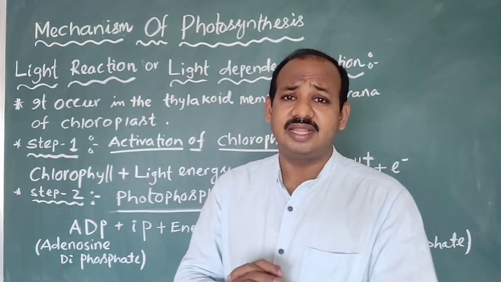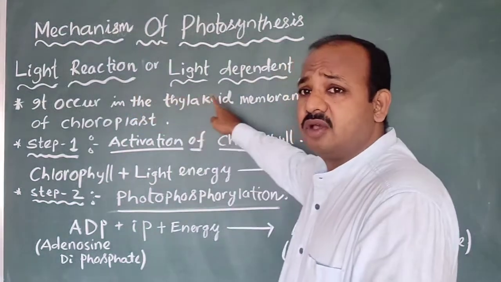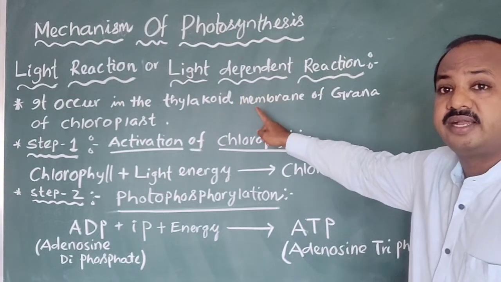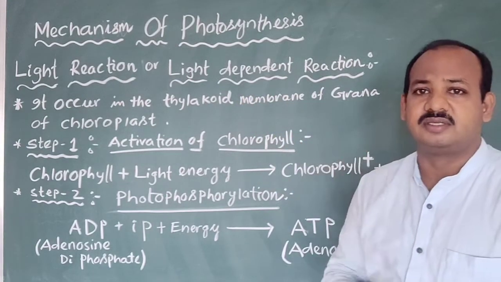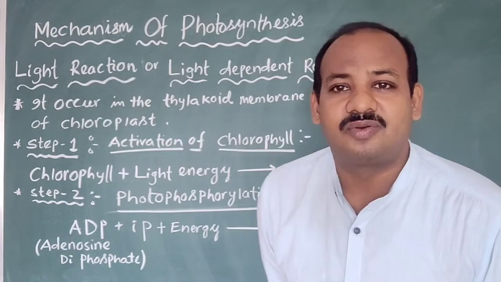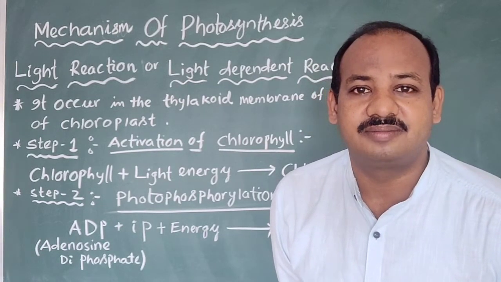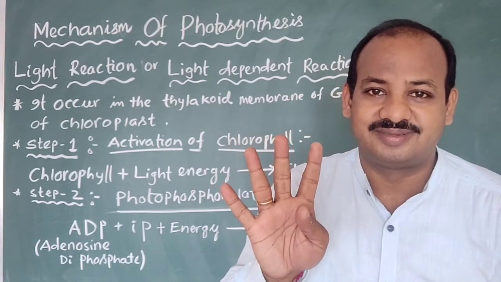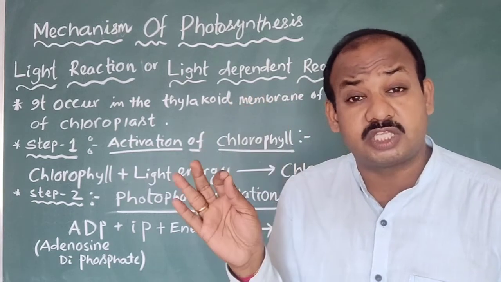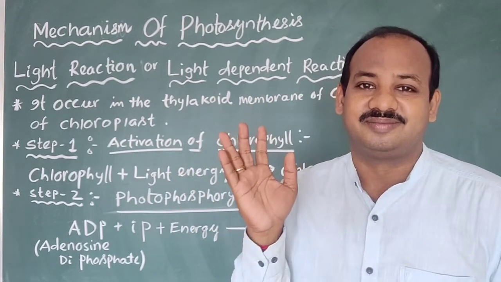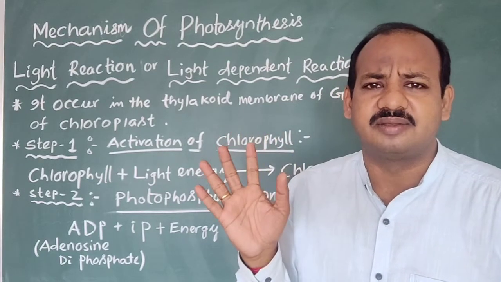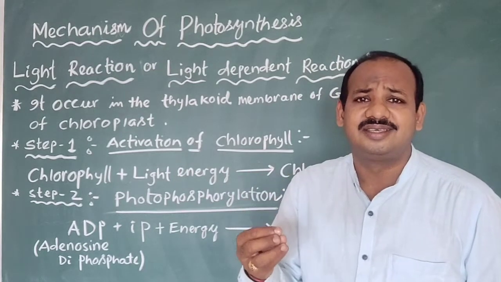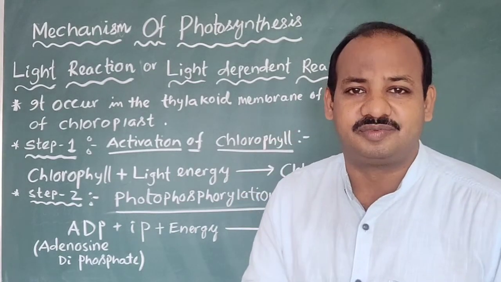First of all, let us discuss the light reactions of photosynthesis, also called light dependent reactions. That is the first step in the mechanism of photosynthesis. Okay, children? So this I will tell you in 4 different steps. Very complex processes, but very interesting. Okay, children? This is very interesting: how the mechanism of photosynthesis takes place inside the chloroplast of the leaves.